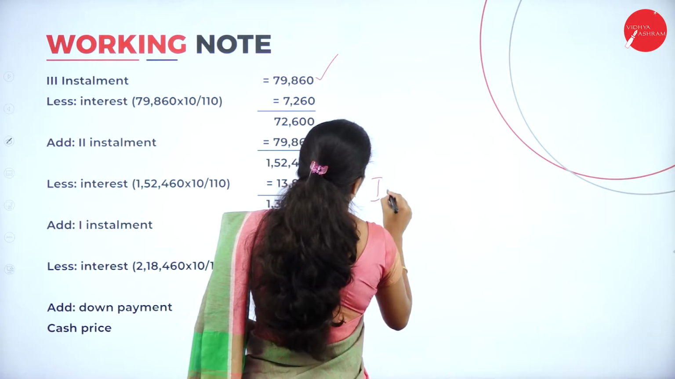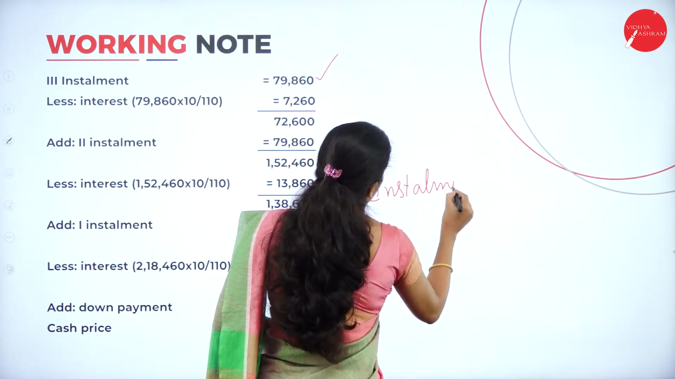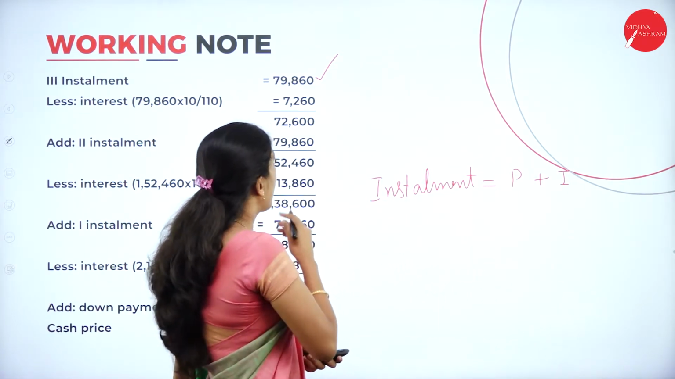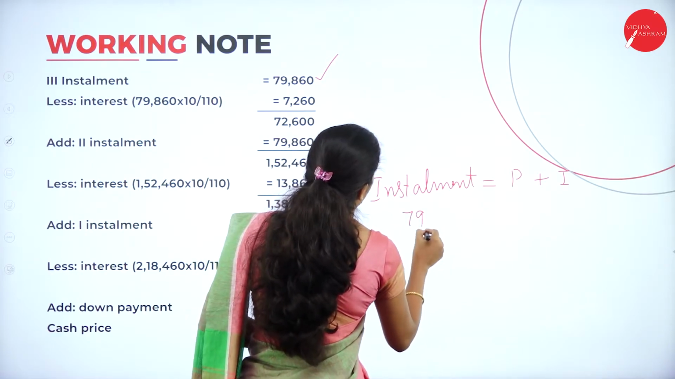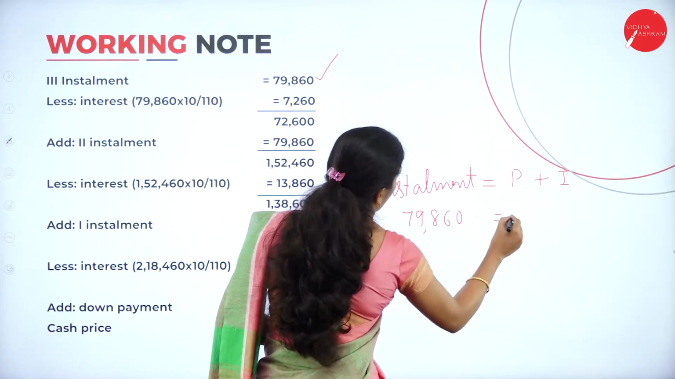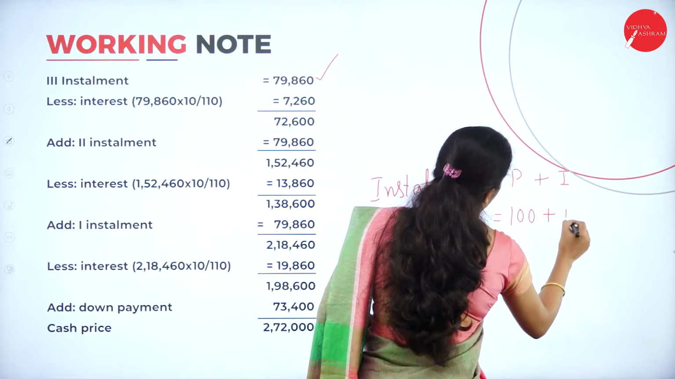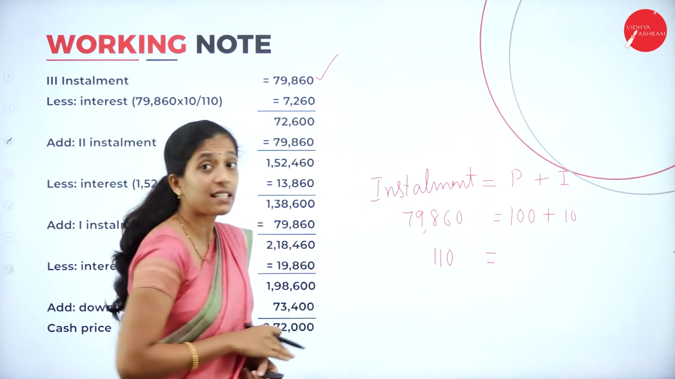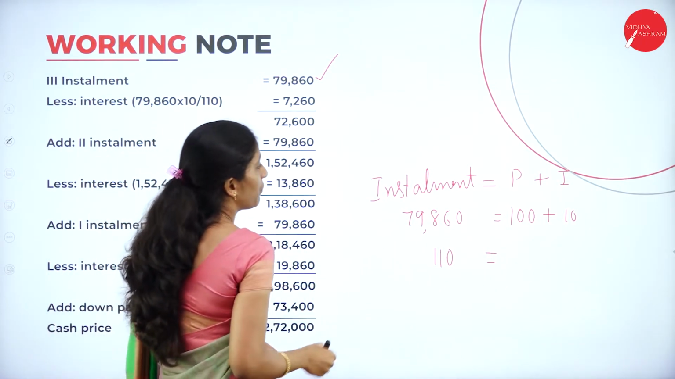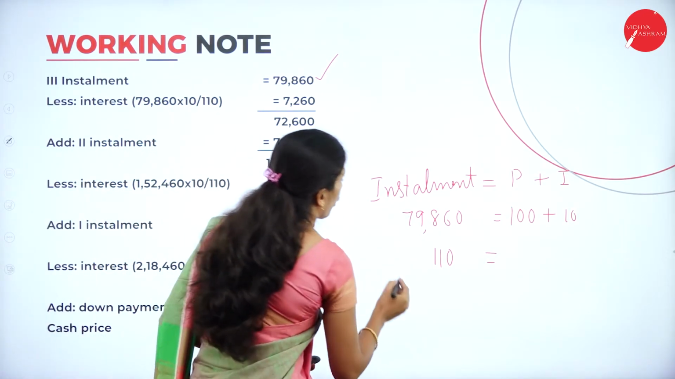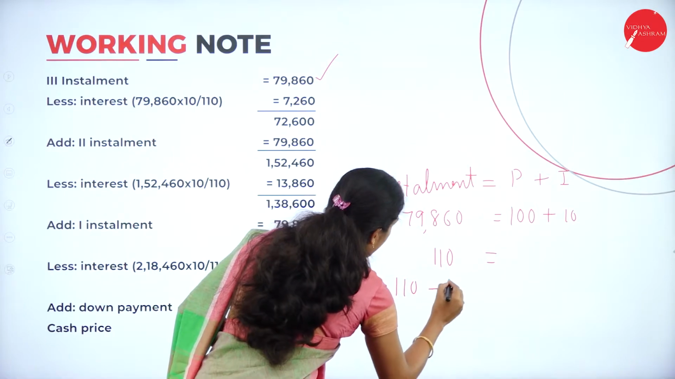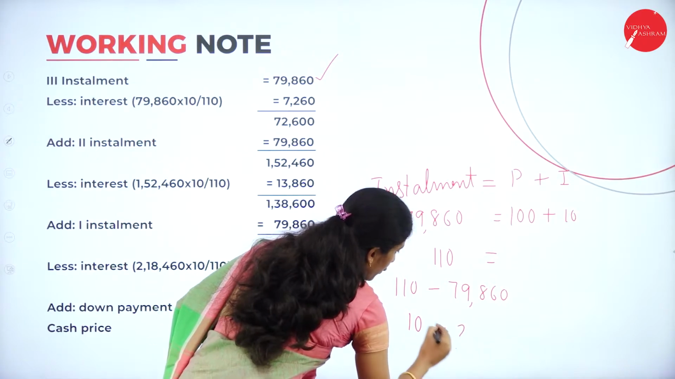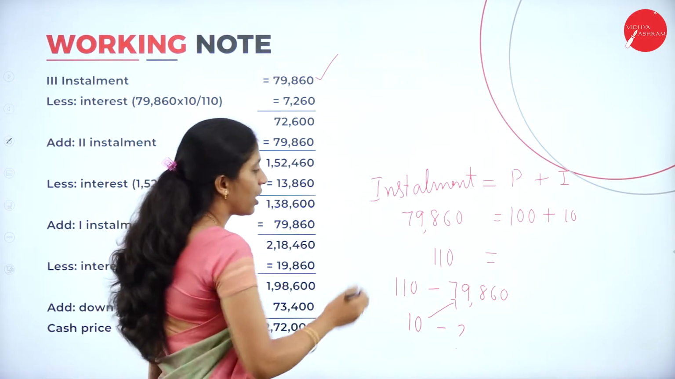Installment is equal to principal plus interest. They have directly given the installment, that is 79,860. Let us assume the principal is 100 and the interest is 10%, as they have given. So it is nothing but 110, right? So 110 is 79,860 and we want the interest. Now how do we calculate the interest? Cross multiply. For 110, it is 79,860, that is the installment amount. So 10% is the interest. So for 10%, how much is the interest? How do we calculate it?